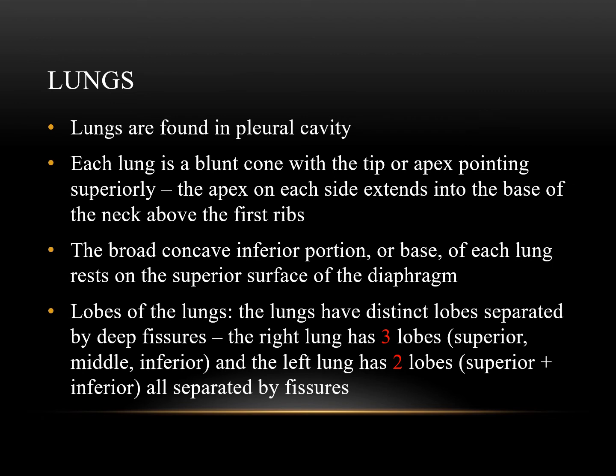Lungs are found in the pleural cavity. Each lung is a blunt cone with a tip, or apex, pointing superiorly. The apex on each side extends into the base of the neck above the first ribs. The broad concave inferior portion, or base, of each lung rests on the superior surface of the diaphragm. Lobes of the lung: each lung has distinct lobes separated by deep fissures. The right lung has 3 lobes, superior, middle, and inferior, and the left lung has 2 lobes, superior and inferior, all separated by fissures.